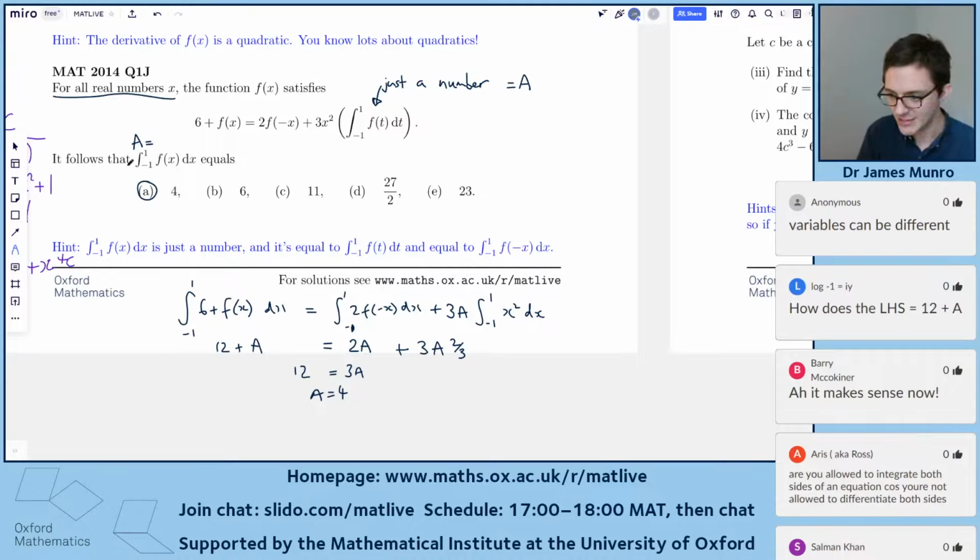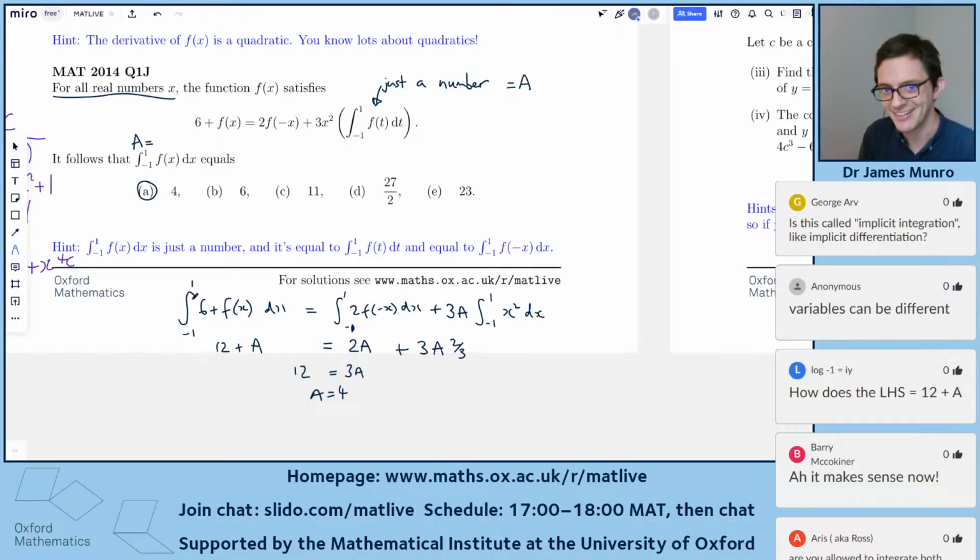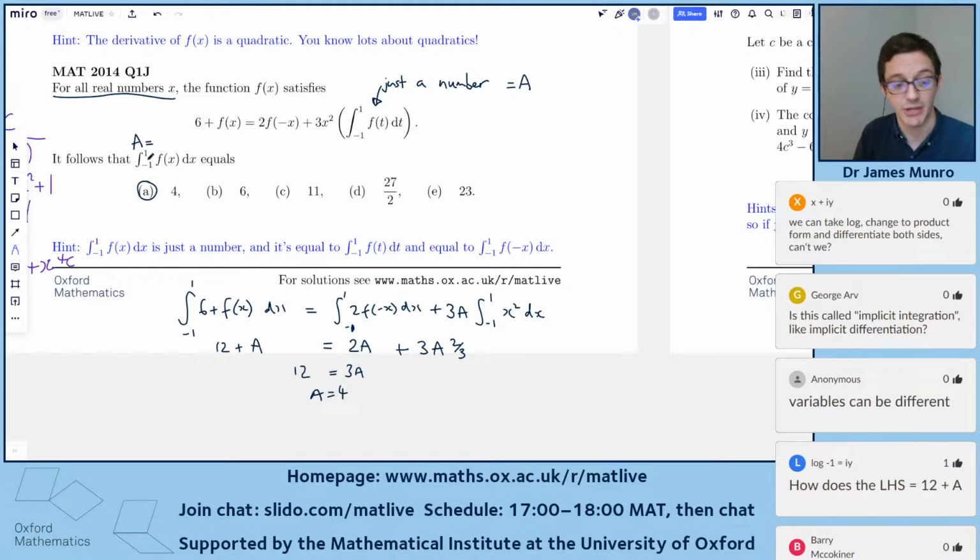Okay, how is the left-hand side 12 plus a? That's a good question. So I got the 12 by integrating 6 from -1 to 1. I didn't actually do that like a polynomial. I just know that that's a rectangle with height 6 and width 2. So I got 12 for that. And then the second term is the integral from -1 to 1 of f of x dx, which is exactly what a means. It's the thing I'm looking for.